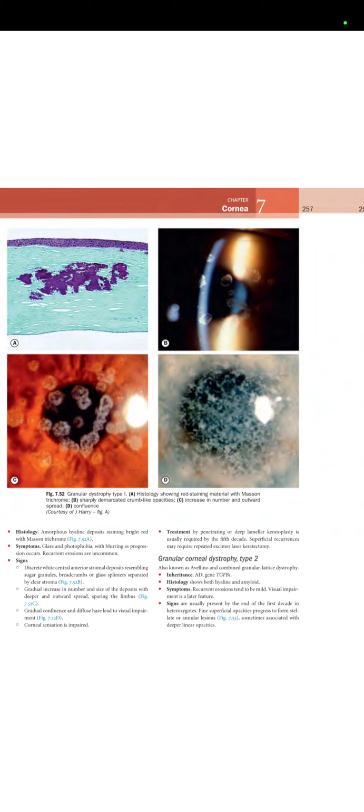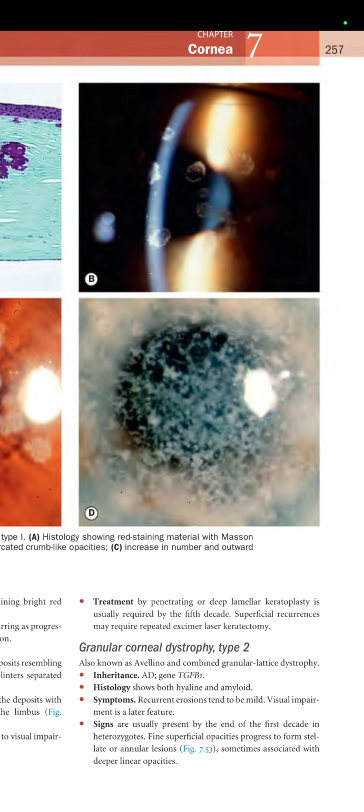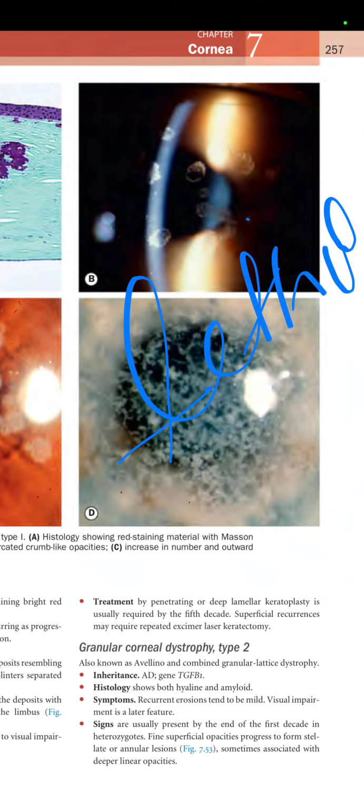Granular corneal dystrophy type 2, also known as Avellino, is a combined granular-lattice dystrophy. So I told you earlier that it has basically a mixture of both lattice and granular dystrophy. You can see both amyloid and hyaline in it. Inheritance is autosomal dominant, gene TGFBI. Histology shows both hyaline and amyloid.